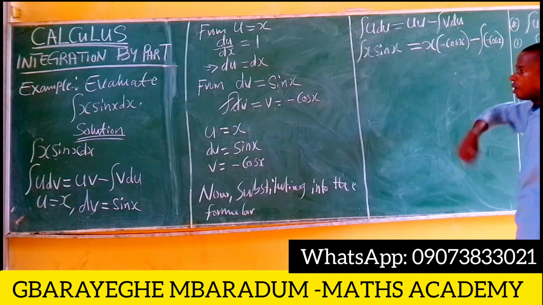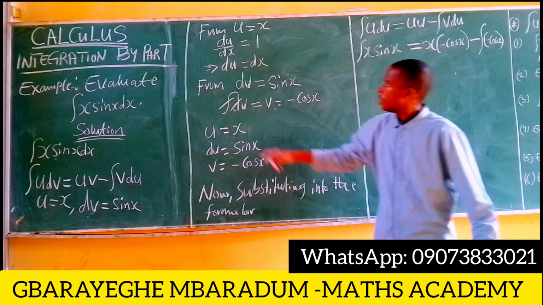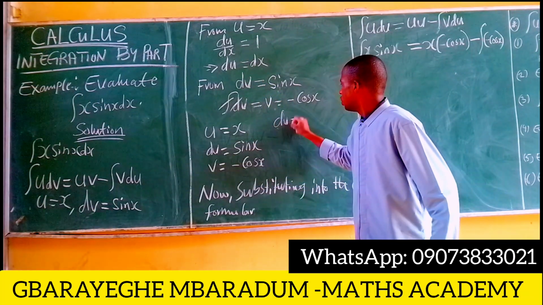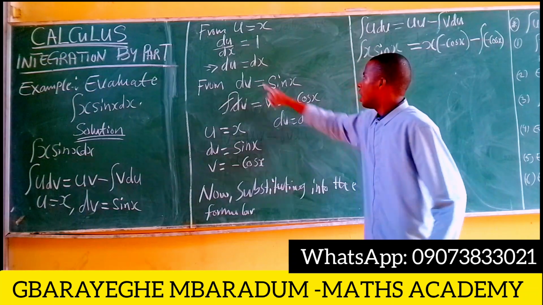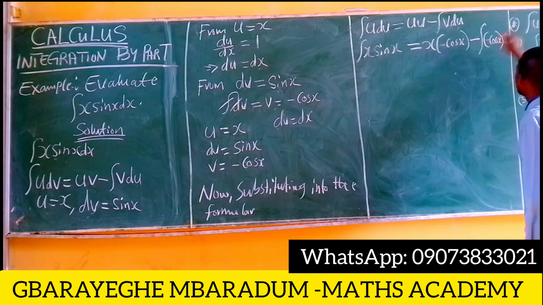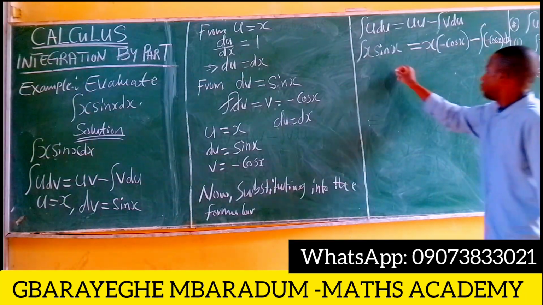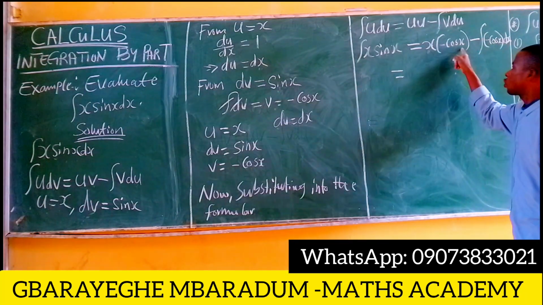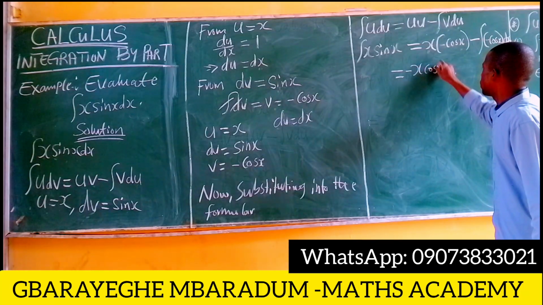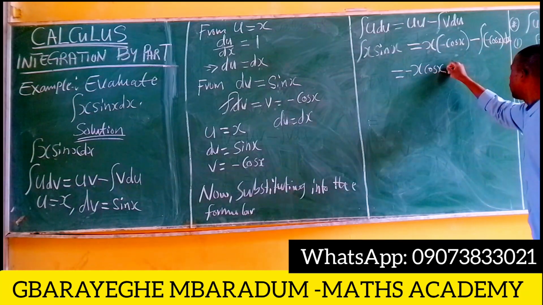Our du is what? Know that our du is the dx. Our du is the dx, right? So we put the dx in place of the du. Now, this implies that x times minus cos x, we are going to have minus x cos x, right? We are done with this guy. Minus.